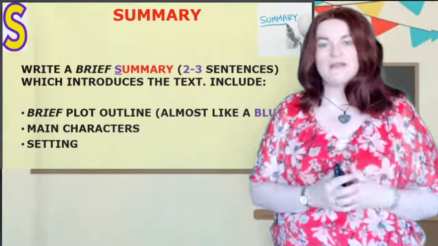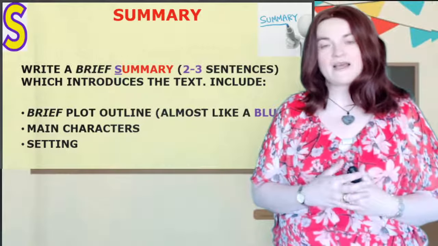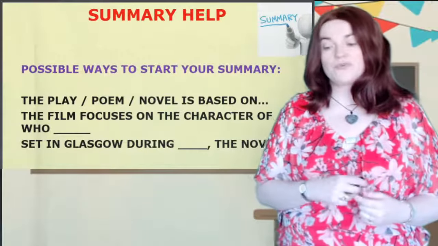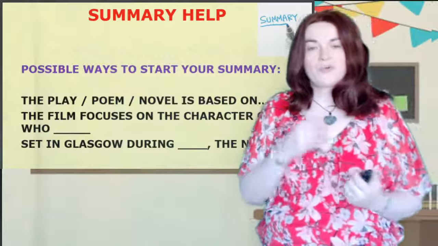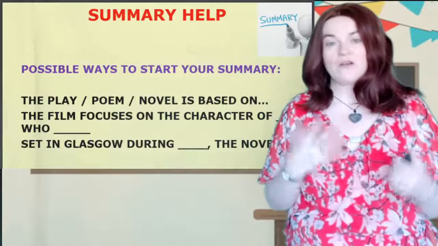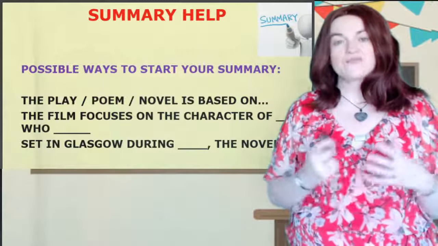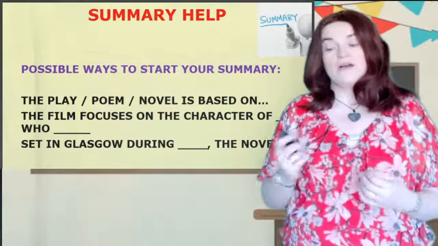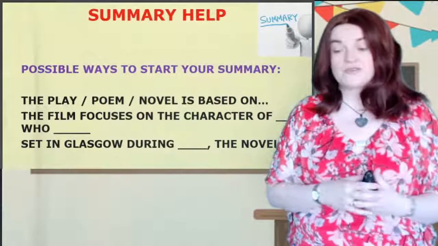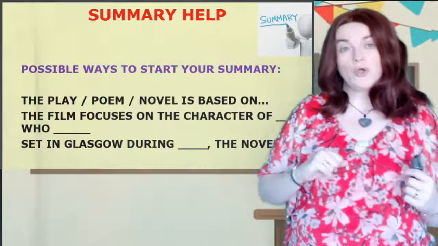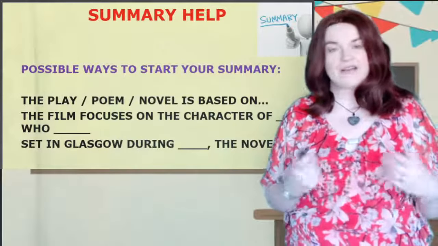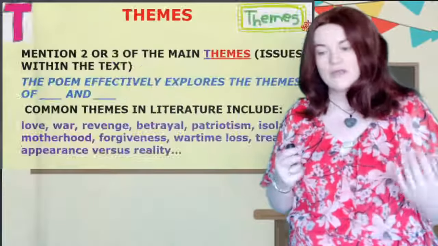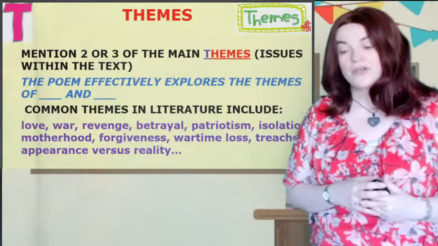A brief plot outline. Mention 2 or 3 of the main characters and the setting. Where is it set? When is it set, if that's important? So possible ways you could start is: the play or the poem, the novel is based on blah blah. So you could have an introduction like that, or the film or whatever genre focuses on the character of who, or set in Glasgow or wherever it is during the novel. Right, so that's the sort of openers you could use.